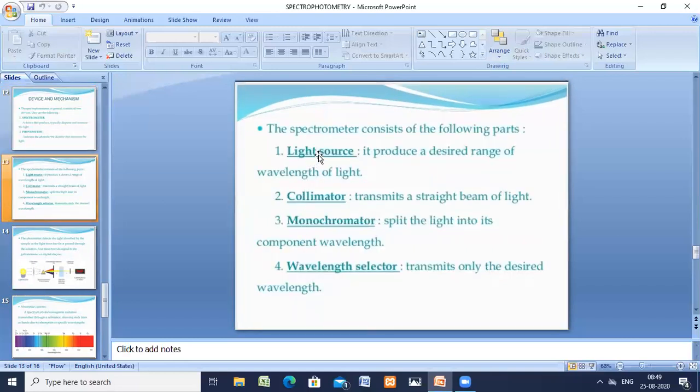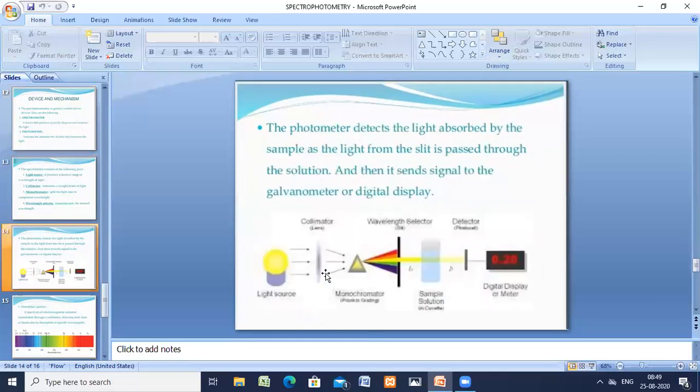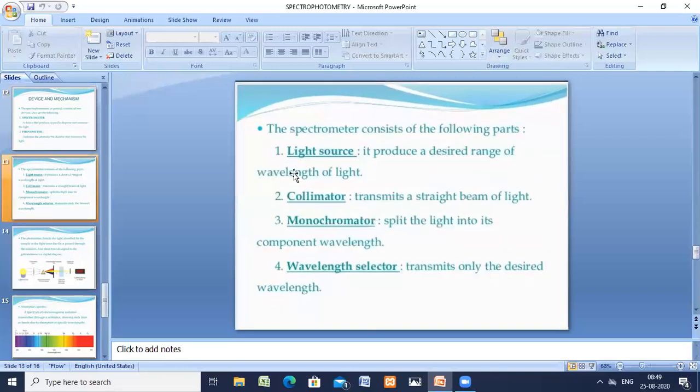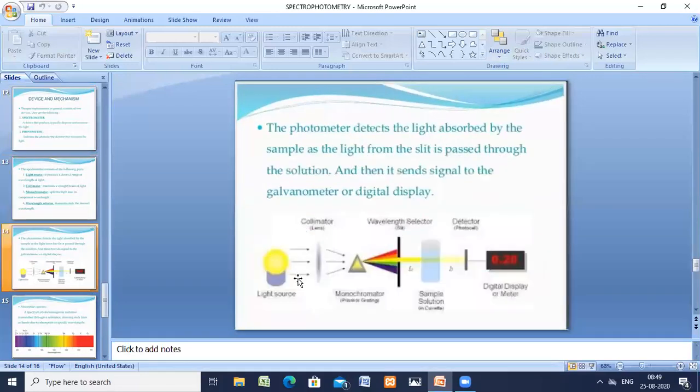In the spectrometer, the components are light source, collimator, monochromator, and wavelength selector. Up to that, it is the spectrometer. Depending on the different wavelengths, the required wavelength is selected by the wavelength selector. So this part is the spectrometer, and this part is the photometer.